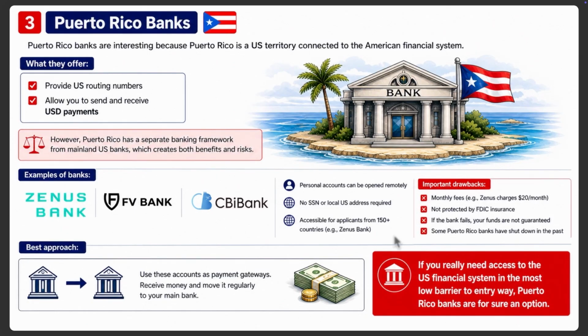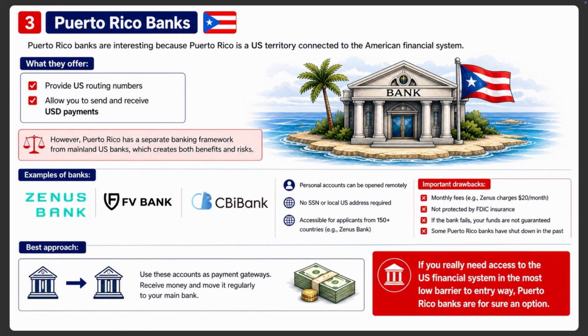But there are major disadvantages. First, these accounts usually come with monthly fees. Zenas, for instance, charges $20 per month. They explain this by saying they operate as a full reserve bank, meaning they do not lend out customer deposits to earn money. Instead, they charge customers directly through monthly fees.